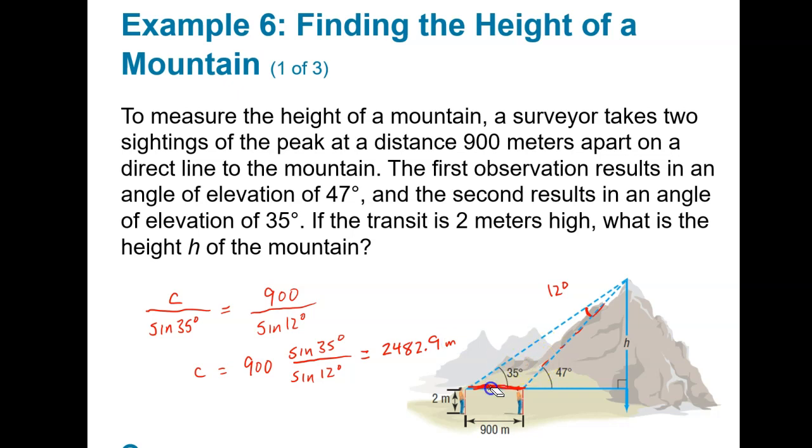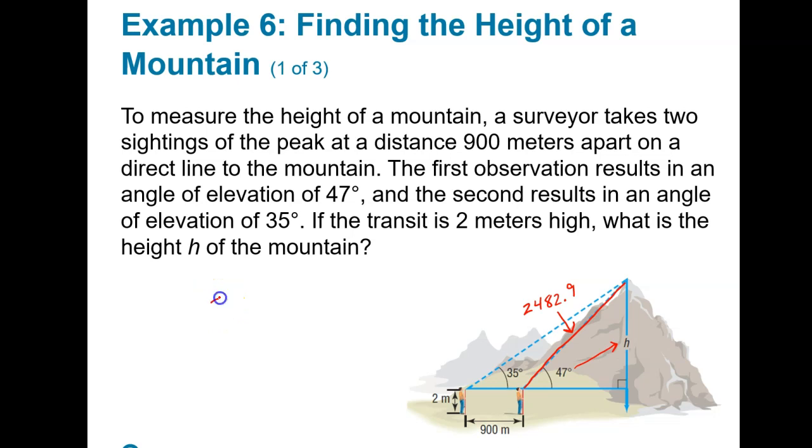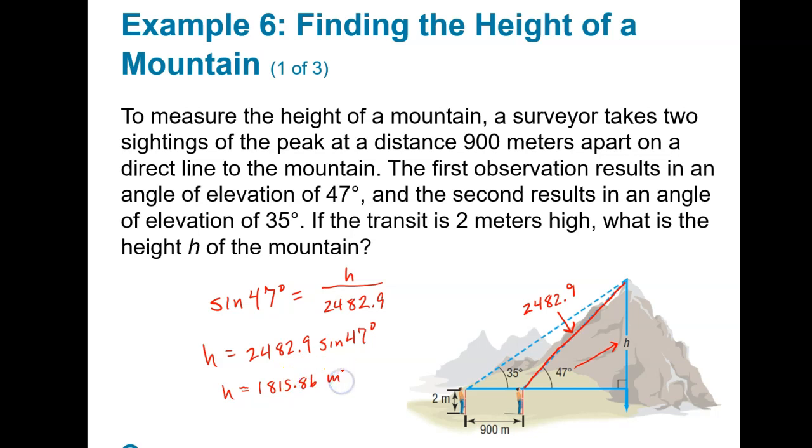All right, and so now we're in this triangle. We know the hypotenuse is 2482.9, and we want to find the side opposite. So that too would be the sine. So the sine of the 47 degrees. This is a right triangle, so I can just use a trig function. Opposite over hypotenuse. So h equals, so this is about 1815.86 meters. Okay, so that's this part.